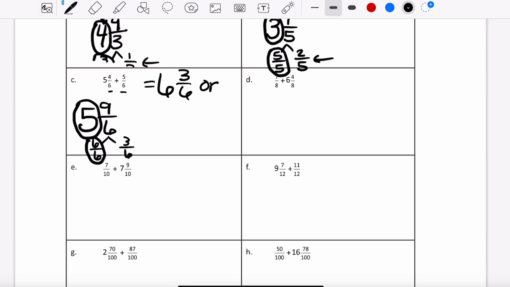Or 3/6 also equals a half. So we could have 6 wholes and 1/2 as an answer as well.